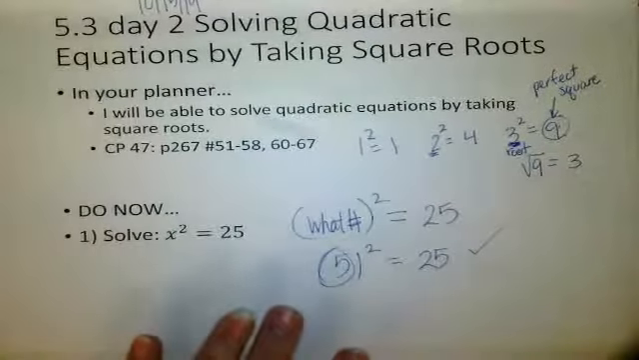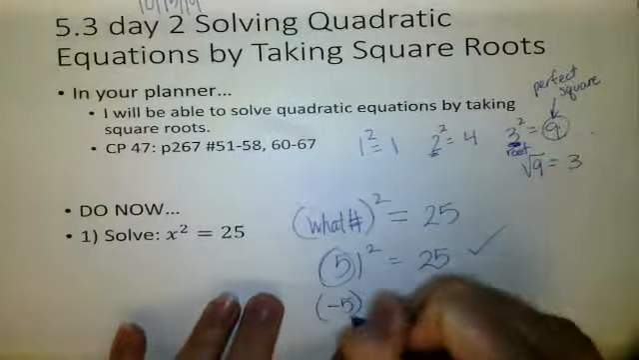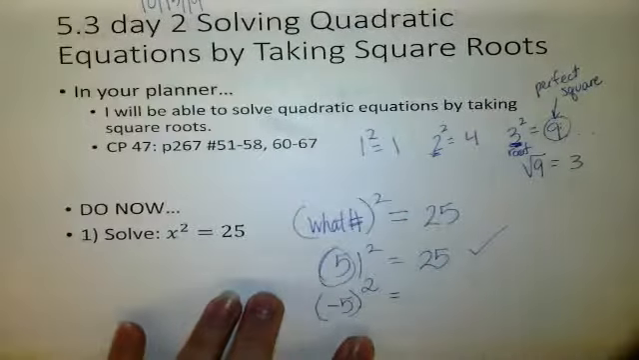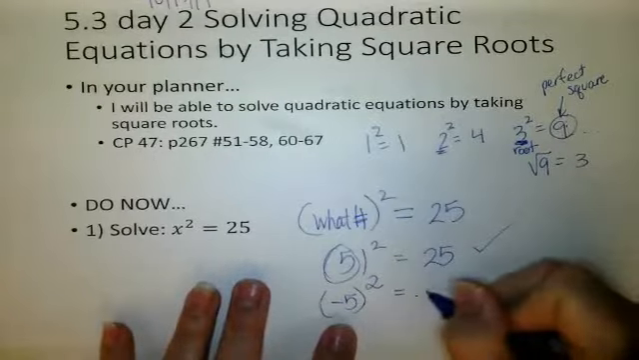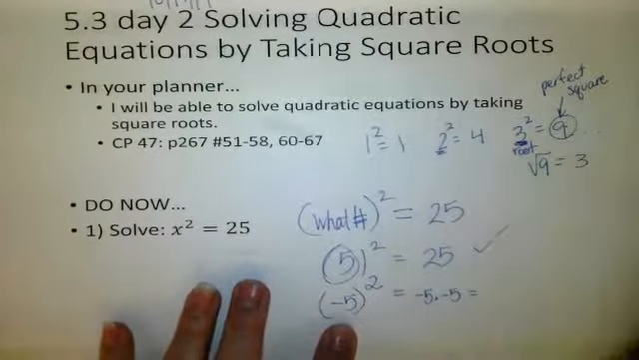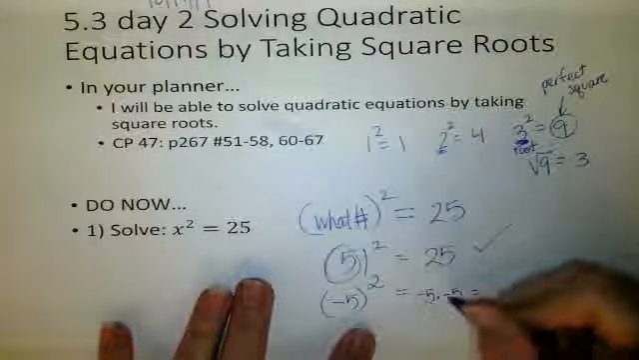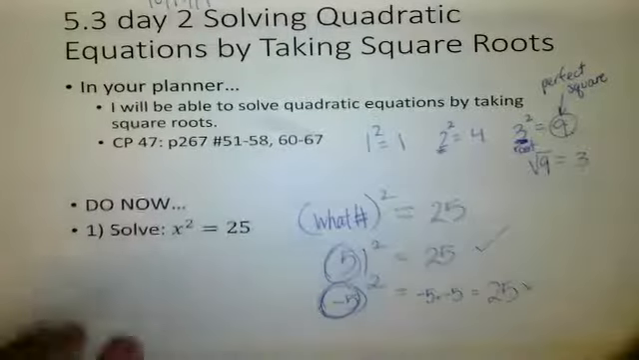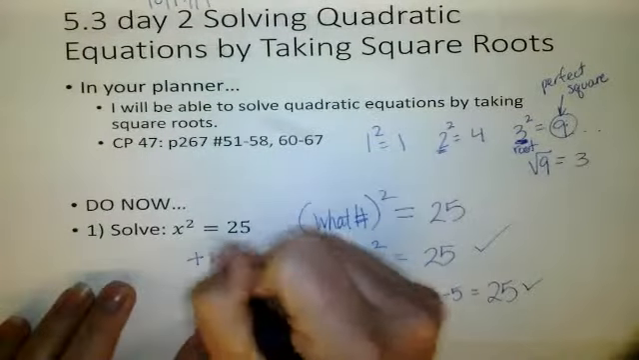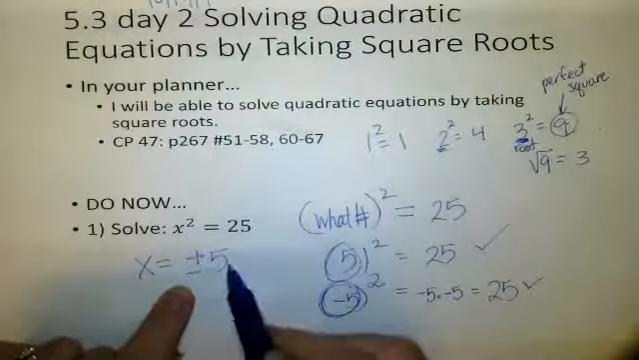Is that the only one? Yeah. Is it? Negative 5. Negative 5 squared also gives you positive 25 because what are we squaring? We're squaring everything, writing it out 2 times, and negative times negative is going to give us that positive 25. So there's actually 2 numbers, positive 5 and negative 5, plus or minus 5.